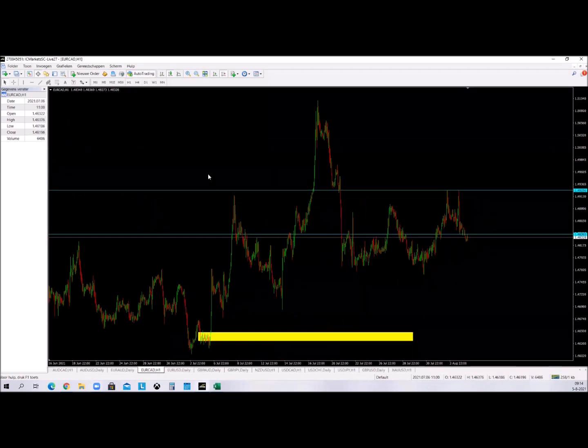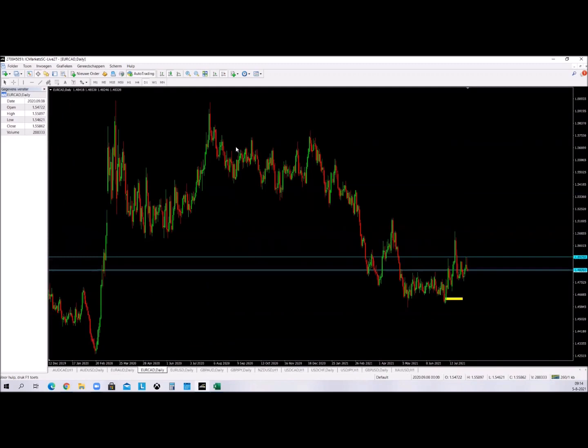Let's take a look at the Euro CAD. Now the Euro CAD is quite interesting on the hourly. On the daily as well, as you can see, this choppy range we've just broken out of. And on the daily time frame, we have a few important key highs. This one and this one. This one lines up with this supply zone.